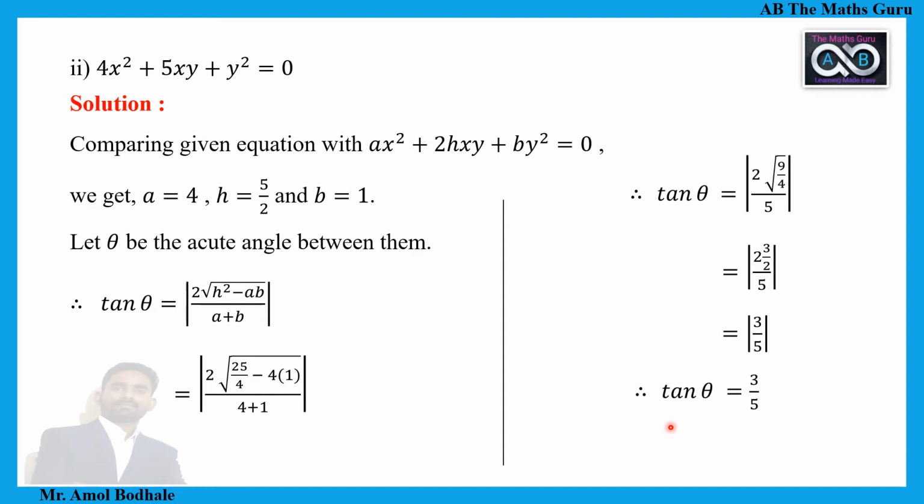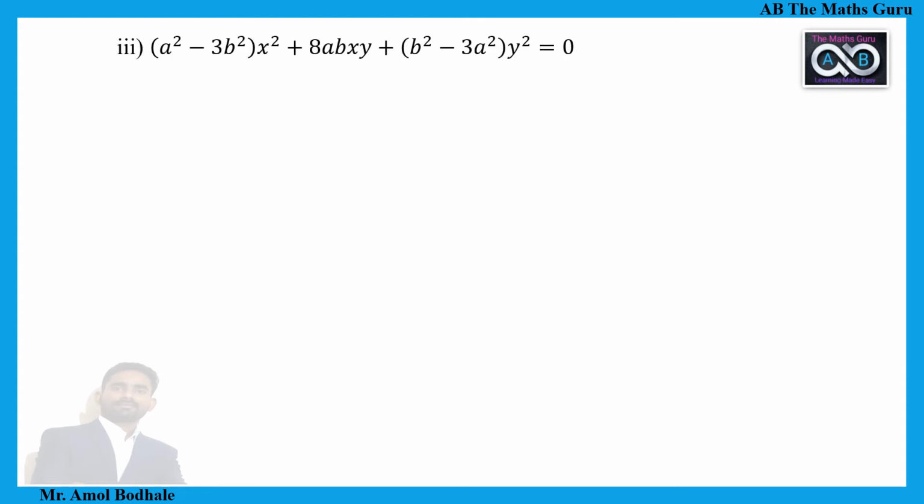So theta can be written as tan inverse of 3 by 5. As there is no standard angle for which tan theta is 3 by 5, we will express theta as tan inverse of 3 by 5. In this way, we can calculate the acute angle between the lines represented by the equation. Let's see the next example.